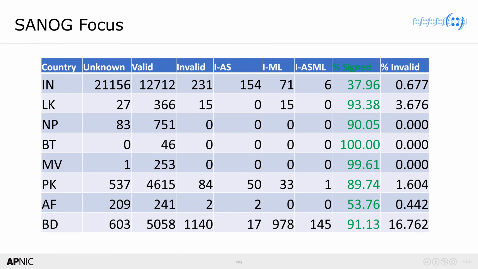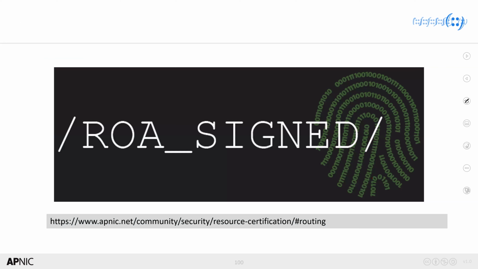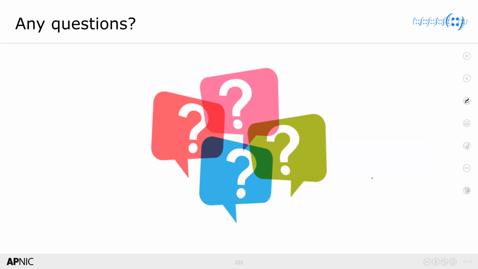So if we can get someone working on these, somebody working on that, we're getting a fairly good way in South Asia of getting this stuff cleaned up. So make sure you sign your ROAs. That's what this is all about. Signing ROAs, doing validation. Any questions?